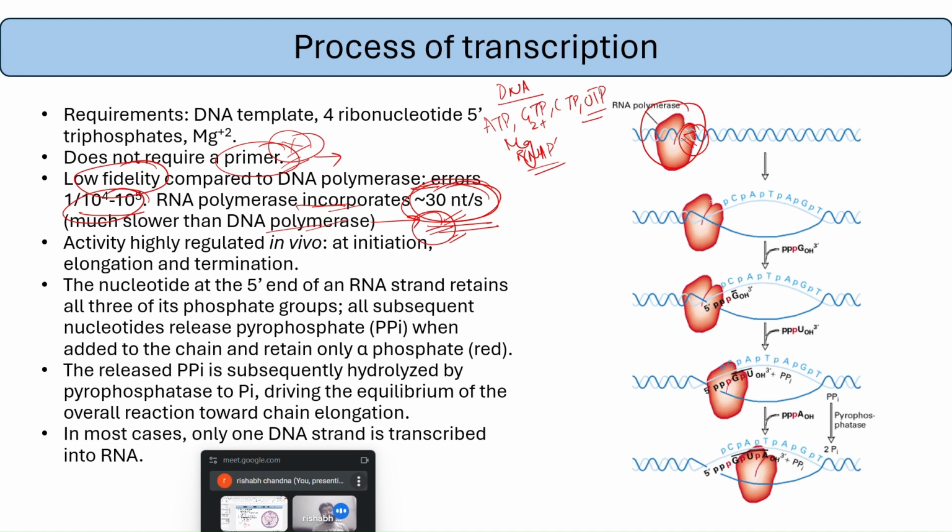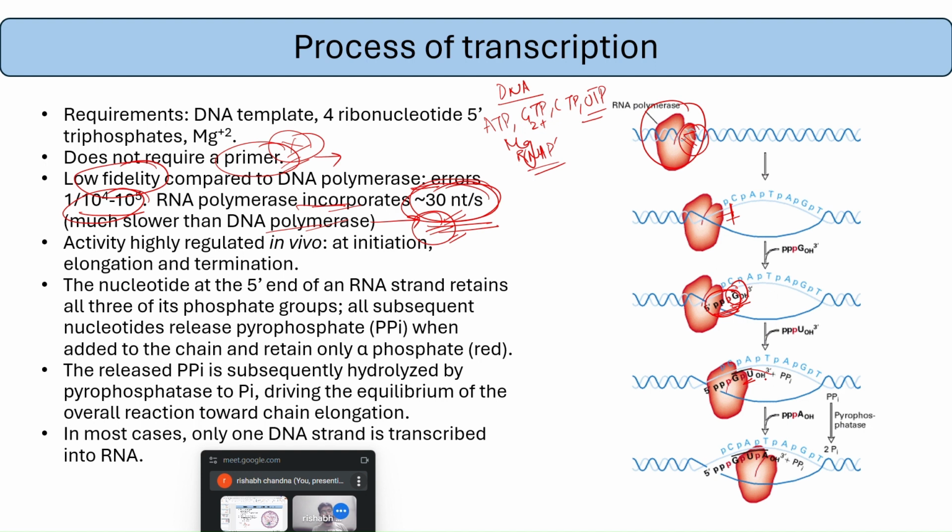Now the first nucleotide enters, in the form of the ribonucleotide, and the first nucleotide retains all three phosphate groups with it. Okay, now all the nucleotides that are joined further only retain the alpha phosphate group. The other two groups, beta and gamma of the triphosphate, are removed, forming the ribonucleotide chain.